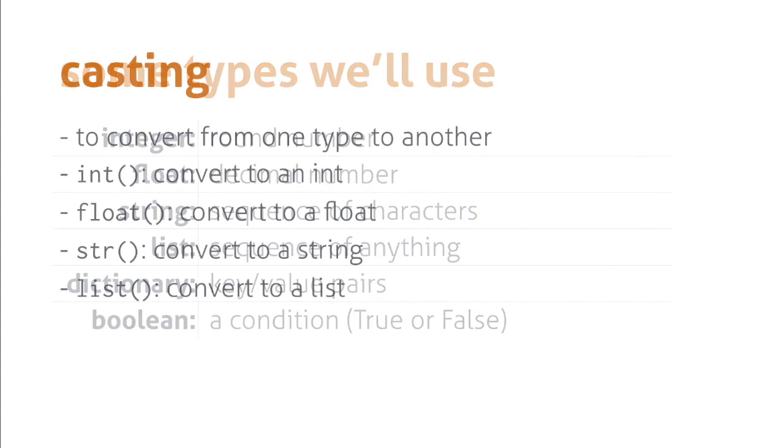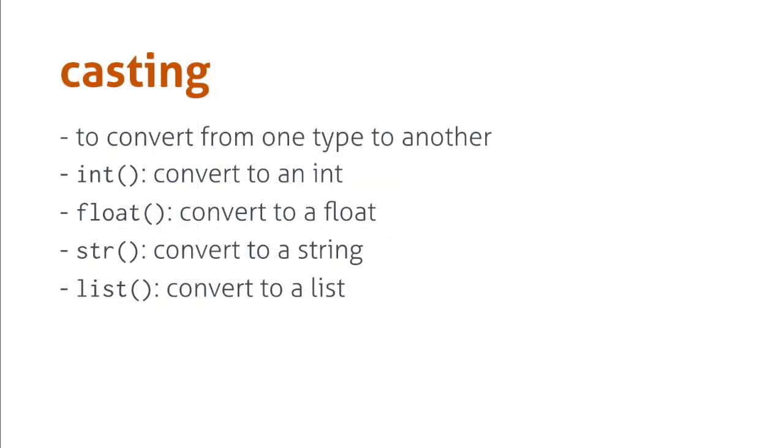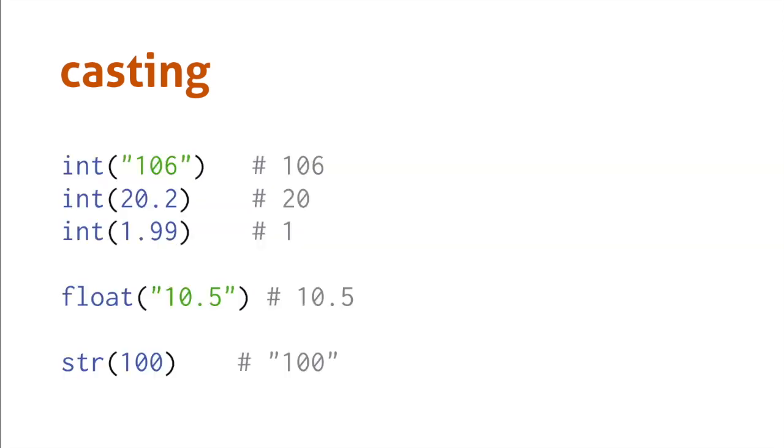of a given thing. It's often useful to also be able to convert one type to another, so there are these casting methods, typically with the name of the type that you're converting to. So int converts to an integer, float converts to a float, str converts to a string, and list converts to a list. For example, if we wanted to convert the string 106 to an integer, then we would call int on the string 106 to get the integer 106.